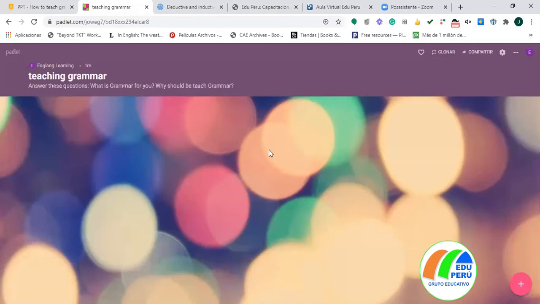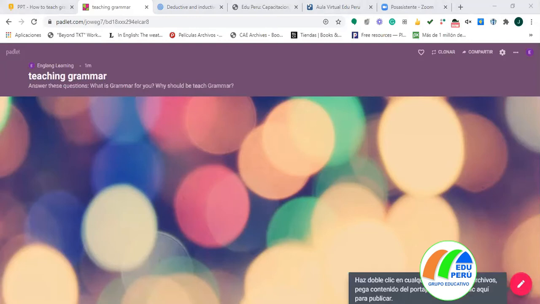Here you have to answer these 2 questions: What is grammar for you, and why should we be teaching grammar? You can answer here on the Padlet. You know how to use it, yes? Here on the right side at the bottom, you have an icon with the plus symbol. You click on it and you can write, answering these two questions.